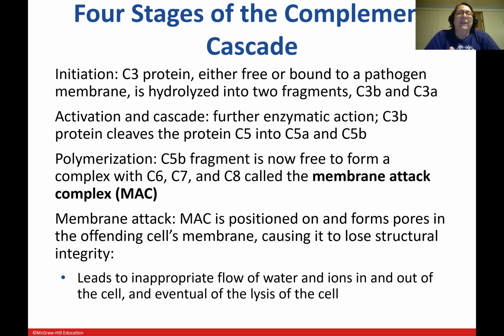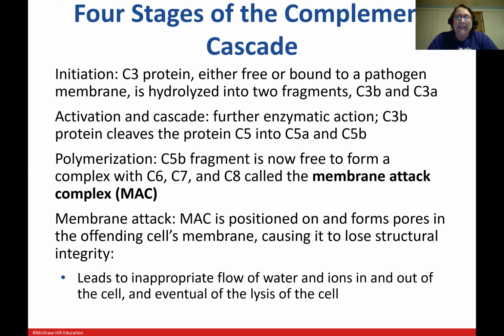Okay, so the first thing that happens in the cascade is the C3 protein lands on the pathogen, and it's broken into two subpieces, C3A and C3B. Then C3B cleaves another protein called C5 into two pieces. The C5B fragment is now free to form a complex with C6, 7, and 8. All of those pieces together are referred to as the membrane attack complex, or MAC.